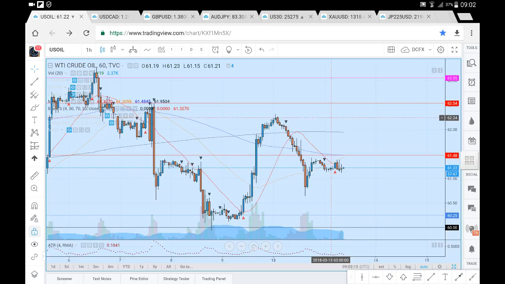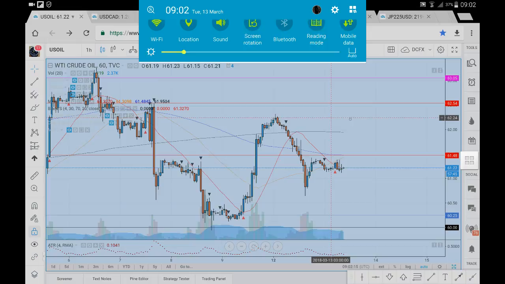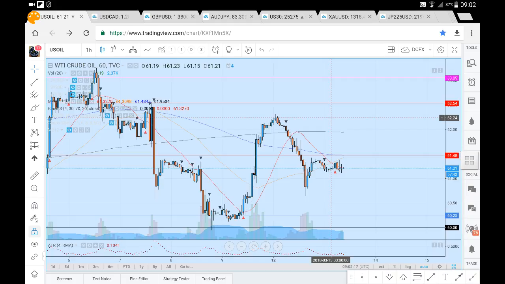So this is US oil analysis for Tuesday the 13th of March. Now, let's just have a look at the prices and where prices may likely go.